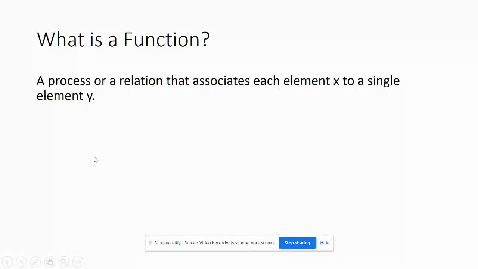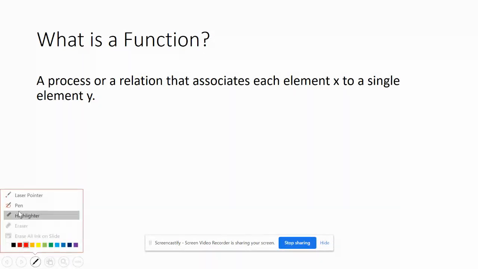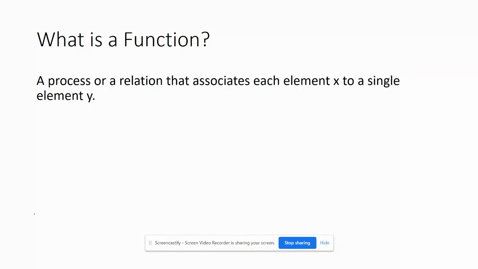All right. So what is a function to start it off? A function is a process or a relation that associates each element x to a single element y. So it's basically a process that we use for our x and our y coordinates. All right, so let's see an example.